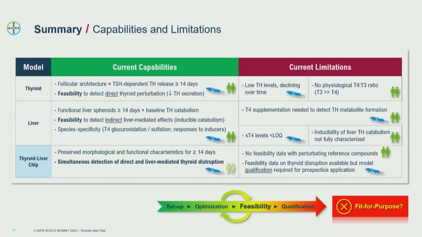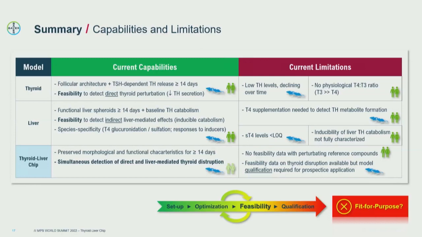Now coming to my summary already. For the thyroid compartment, for both species we were able to maintain a follicular architecture and show a TSH-dependent release of thyroid hormones for at least 14 days. And for both species we provided feasibility data which allowed us to detect direct thyroid perturbation, which can be monitored by a decreased secretion of thyroid hormones. For the liver compartment, with both species, we could maintain functional liver spheroids for at least 14 days, which showed a baseline catabolism of thyroid hormones.